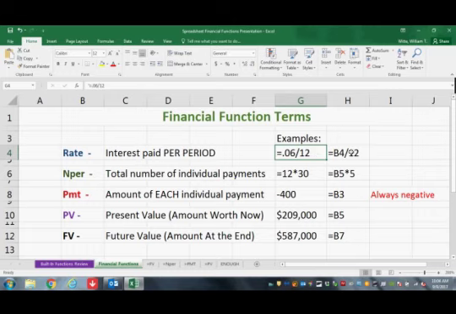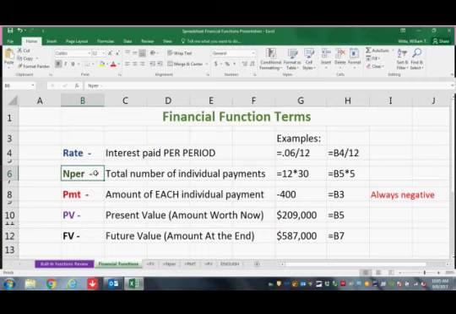Now, normally, we're going to store that in a cell, so we'll be referencing it, and your parameter will be that cell, which in this case, the example is B4. But again, you'll have to alter it to divide by 12 for monthly, or divide by 52 for weekly, or whatever. Okay?